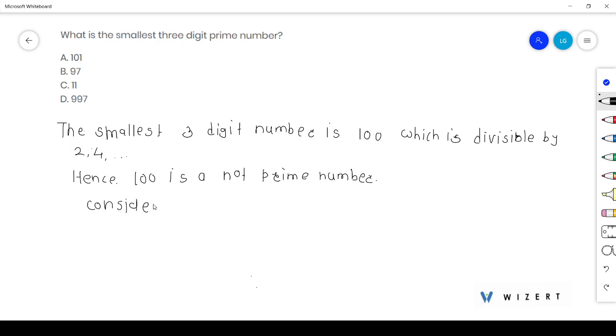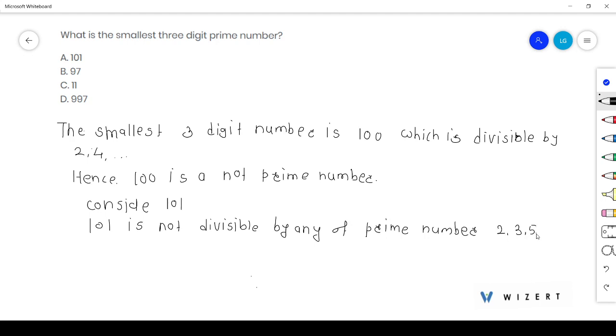Now consider the next number, 101. As 101 is not divisible by any prime number, meaning 2, 3, 5, 7 and so on, hence this 101 is the smallest 3-digit prime number.